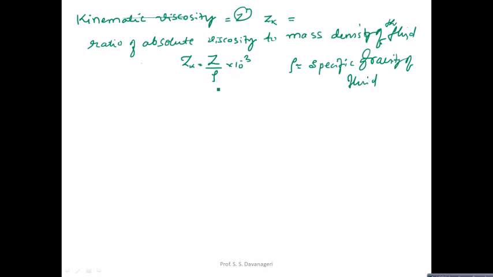Now ZK equals Z divided by rho into 10 to the power of minus 3. Now rho is the specific gravity of the oil or fluid. For this one, you refer to the design data book, equation number 15.2a.